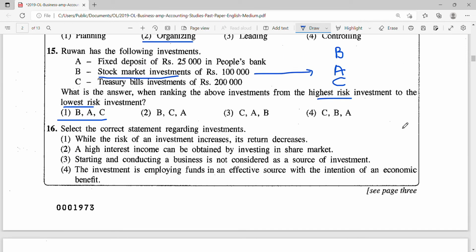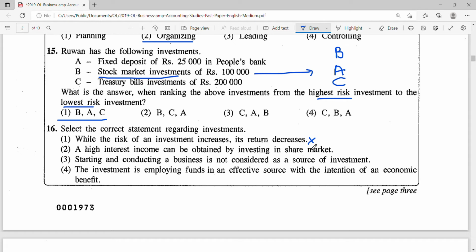Select the correct statement regarding investments. While risk of an investment increases, its return decreases. No, that's wrong. The way it works is higher the risk, higher the return. If I'm coming to you asking you to take additional risk, take on some higher risk, will you agree if there is no higher benefit out of that? No. If there is no higher benefit, why take that high risk? Correct? So, higher the risk, higher the return. 1 is not the correct answer.